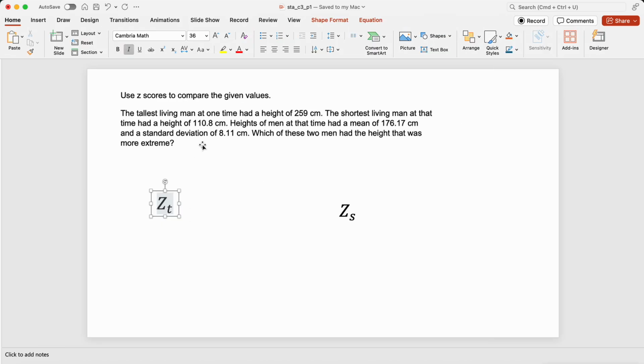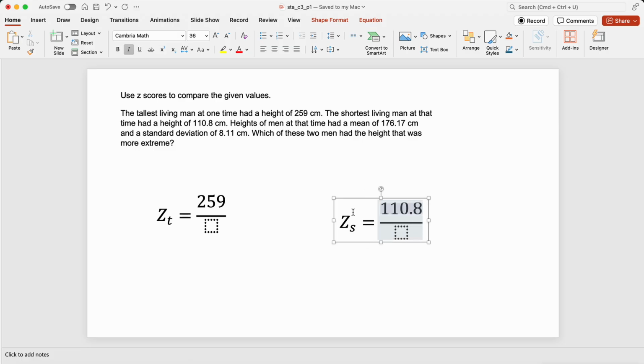Right? And so sometimes when you do your z-scores, it's nice to write subscripts to see where you were getting your answers from. So it says the tallest man had a height of 259 centimeters. Reading a little bit further, maybe going out of order, but in order as the question states it, the shortest man had a height of 210.8 centimeters.